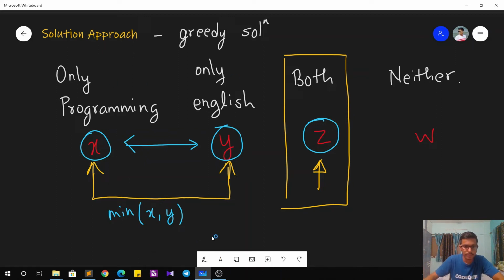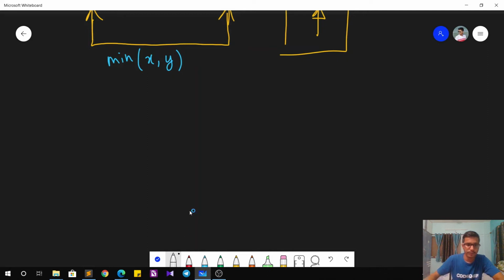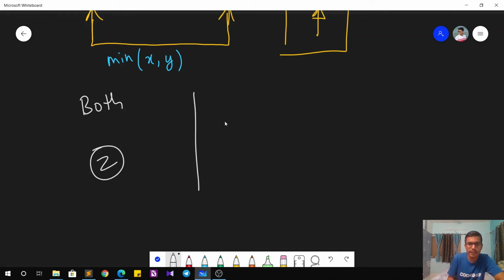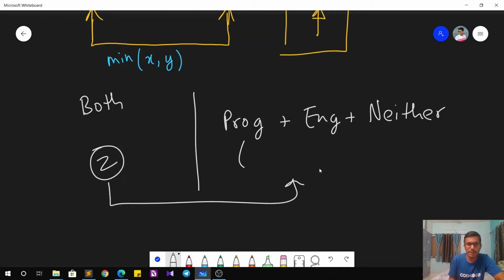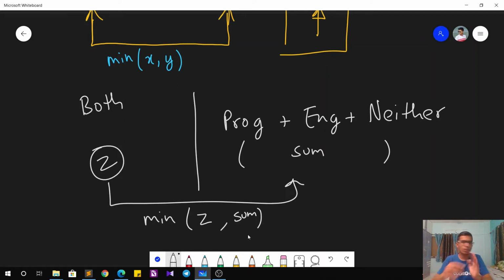That is, if I write it in this way, on one hand we have people knowing both. So let's say the count was X, Y, yeah, it was Z. And on the other side, we have only programming people, plus we have only English people, plus we have people knowing neither. So it does not matter whom we pair it with, this will be the total count. So minimum of Z and whatever this sum is, these many teams are also going to be formed. So after these teams are formed, the only thing that remains is the pairing between both and both.